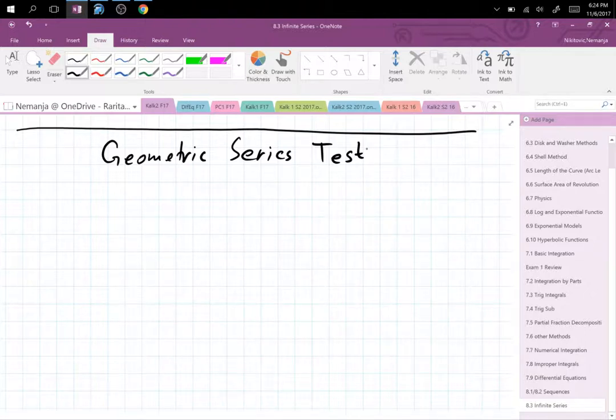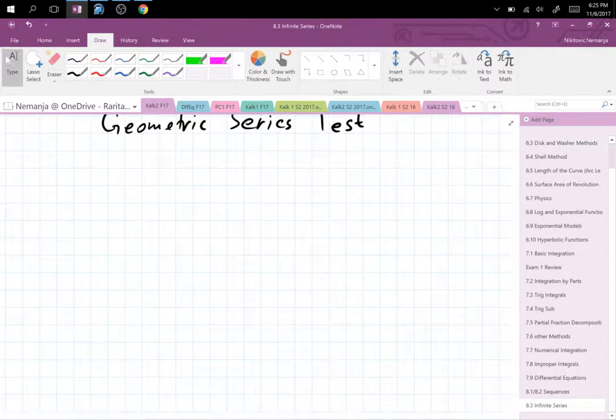Make sure you memorize every test to the letter, and then the entire chapter becomes algebraic manipulations, if you know these things. And in some cases, a little bit of integration. Not even that, we'll see. So algebraic manipulations. Now let's go. Geometric series test.